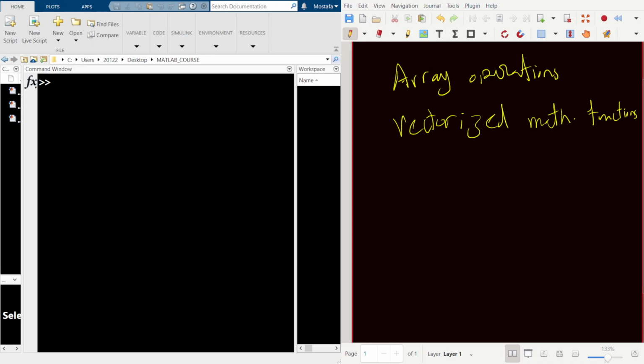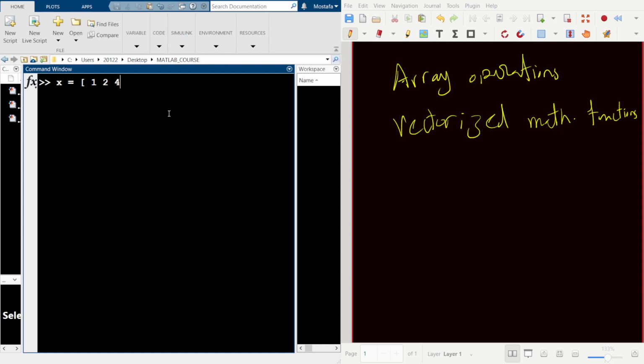Suppose I have two arrays. Let's say, for example, array X contains three elements. Let's make something simple, 1, 2, 4. Array Y also contains three elements, 1, 5, 9. So you could start doing operations on these arrays by adding them together, subtracting them from each other, multiplying them to each other element-wise, and we will see each one of these now.